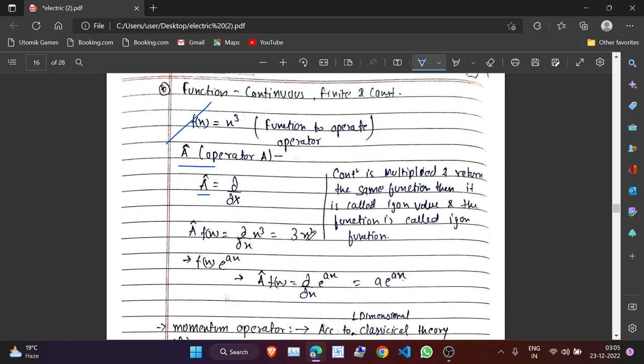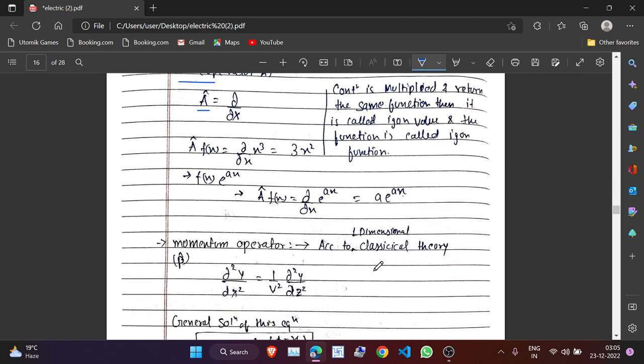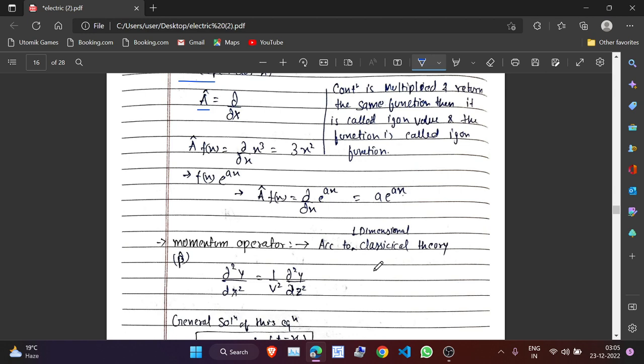Like that only, for e to the power ax, A cap is the differentiation, that is a into e to the power ax. Anything that lies in the power of e, that is ax, stays the same under differentiation, but the other term comes in front of e.